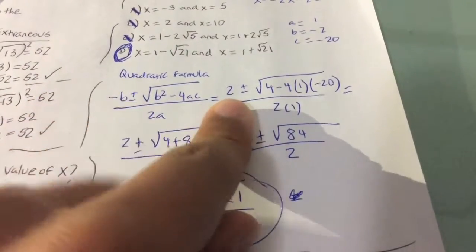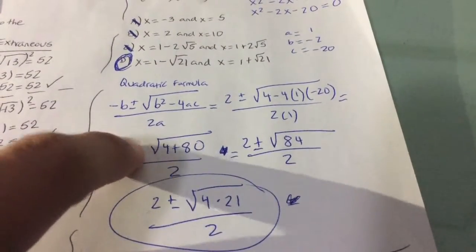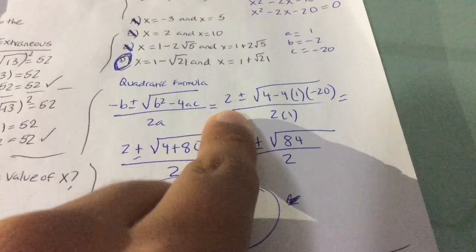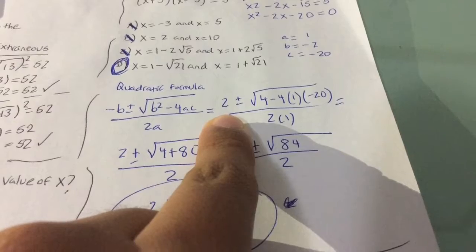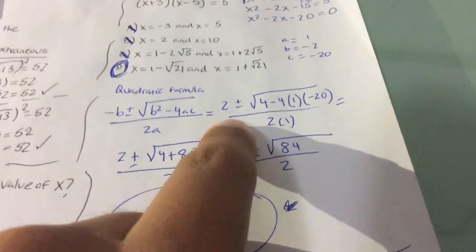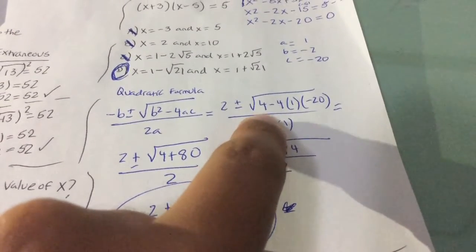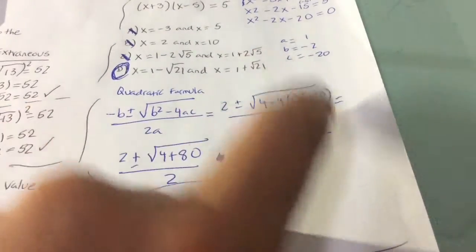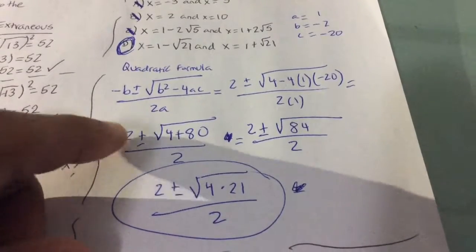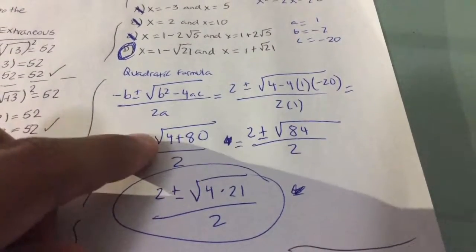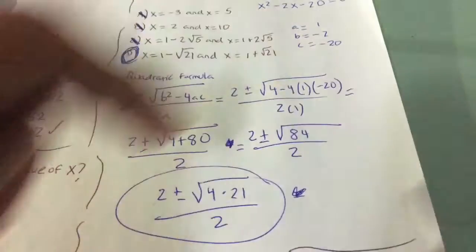You might be asking why there is a 2 here. I just said, minus times minus 2 needs to be equal to 2, because you have a minus out of the b. Plus or minus the square root of 4, because (-2)² is 4, minus 4 times 1, which is a, times -20, which is c. So 2 plus or minus the square root of 4 plus 80.